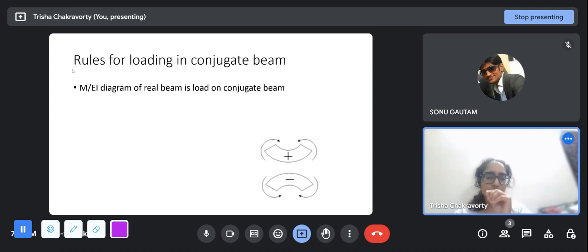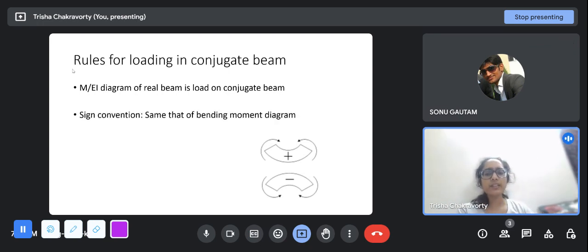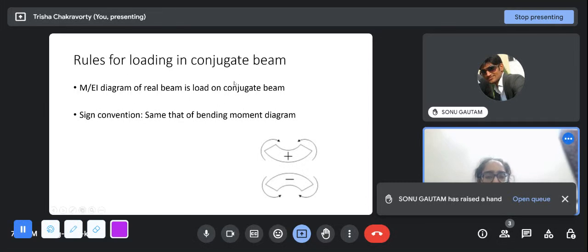For example, if it's a straight-line triangle whose peak value is 180 units of moment, like kilonewton meter, then you have to divide it by EI. Then the diagram will look exactly the same, but it will be divided by EI, and that diagram will be the load on the conjugate beam. And the sign convention is the same as that of the bending moment diagram. We know that.